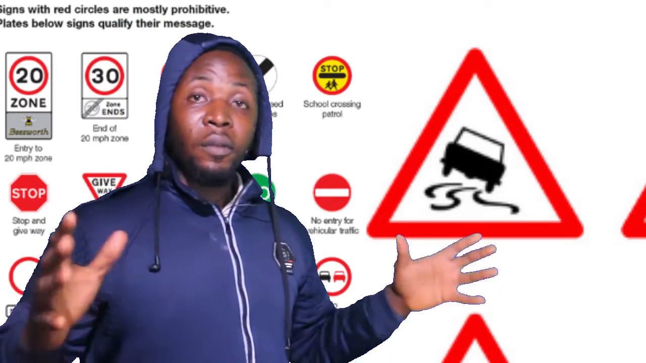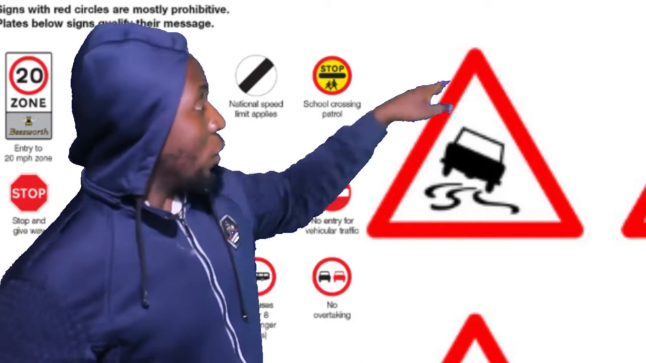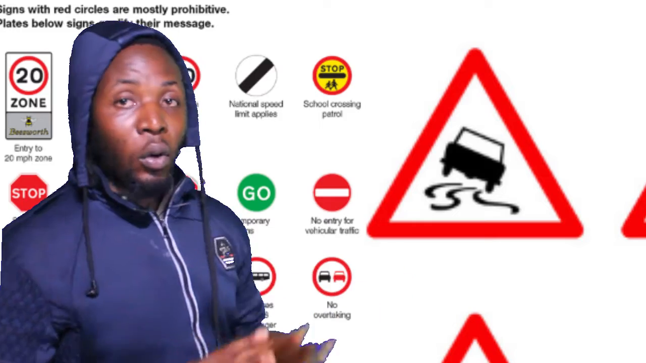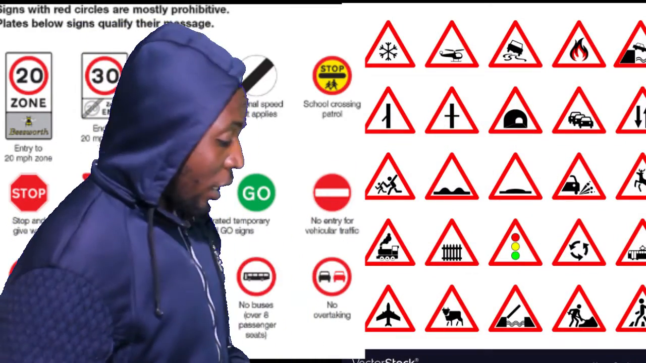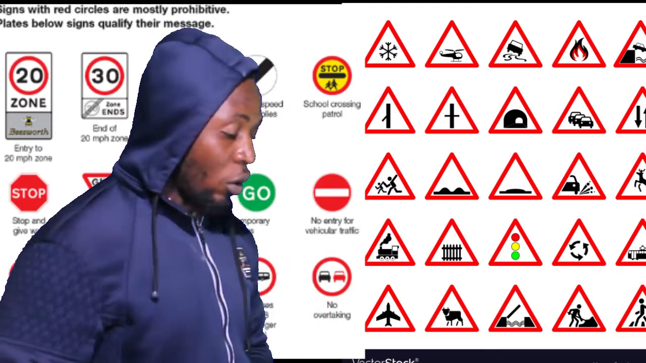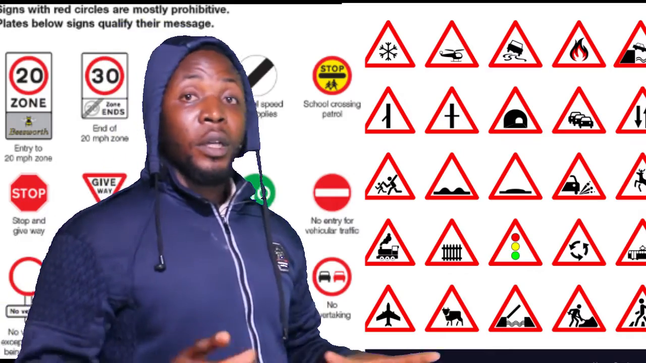In the next video we shall be talking about different types of signs. Today we have talked about the warning signs, that all the warning signs have this shape, and in the next set of signs we shall be talking about what we call the regulatory signs.